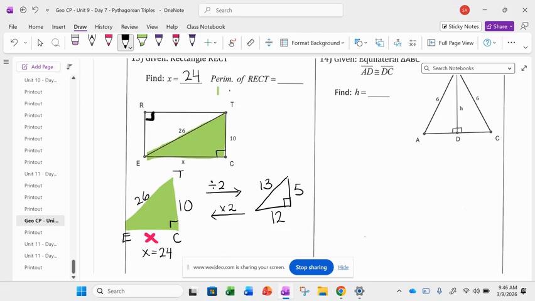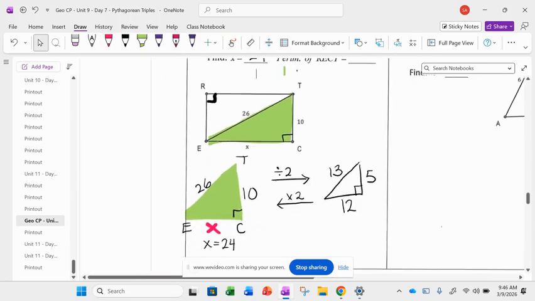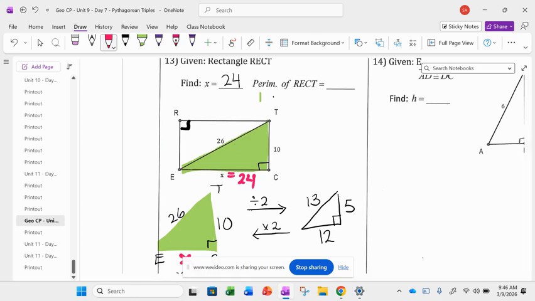So now we want to find the perimeter. Now that we know that X is, what did I say it was? 24. Now that we know X is 24, we have to remember more things about a rectangle. What do you know about the sides across from each other in a rectangle? They're congruent. So if TC is 10, RE is 10. If EC is 24, RT is 24.